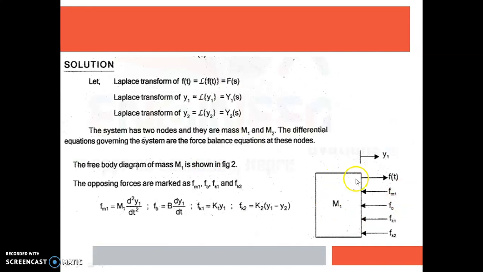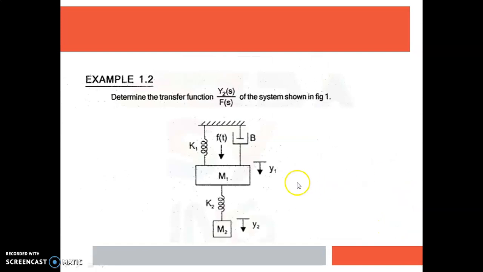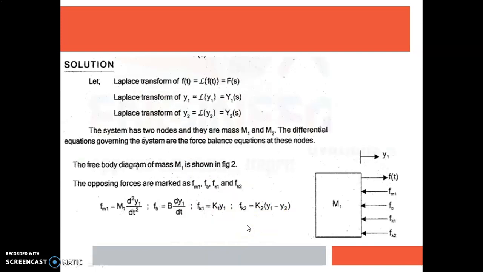So this is the free body diagram. There is an applied force F(t), and all the opposing forces are opposite to F(t), that is Fm1, Fb, Fk1 and Fk2. So these are the opposing forces. So this is the free body diagram of mass body M1. So now you find out what Fm1 is, what Fb is, what Fk1 is and what Fk2 is.